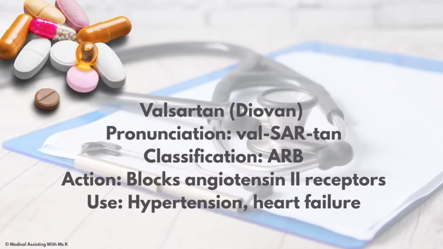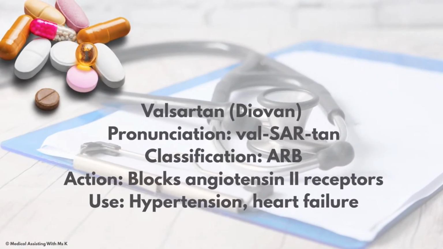Next medication, we have Diovan. The generic is valsartan. Classification is an ARB or angiotensin receptor blocker. It blocks angiotensin 2 receptors, used for hypertension and heart failure.